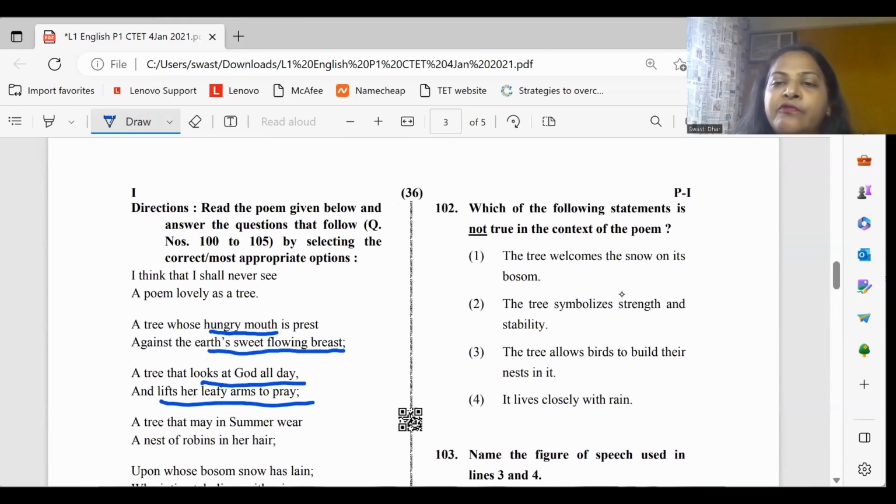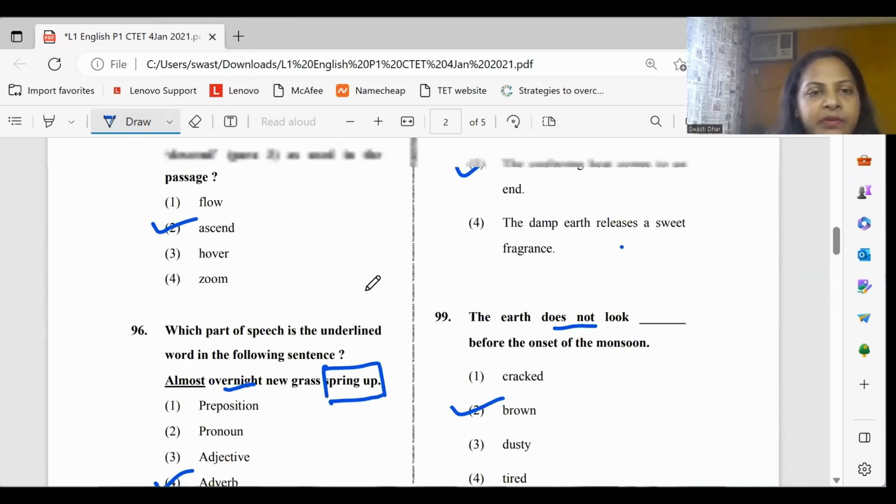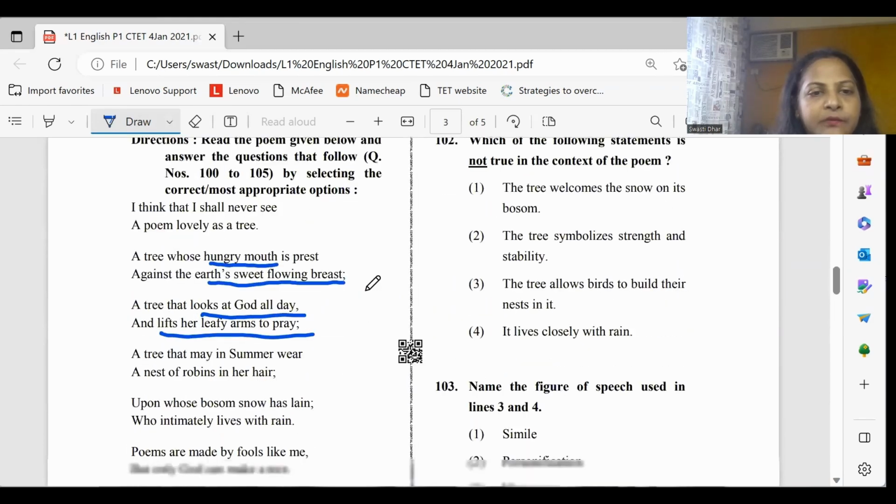Question 102, which of the following statement is not true? Tree welcomes the snow, allows birds, and lives closely with the rains. Let's see. All three have been mentioned here.